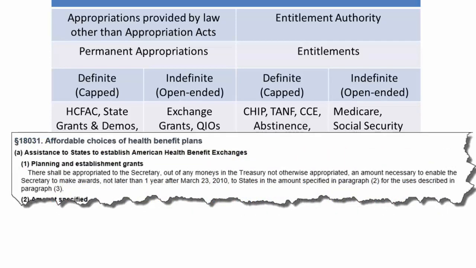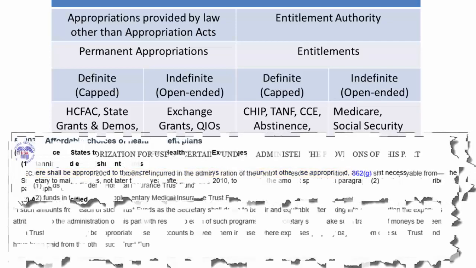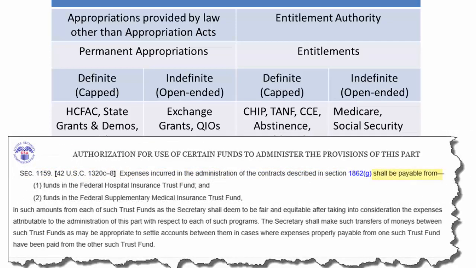The exchange grants appropriation language uses the "there shall be appropriated to the Secretary out of any monies in the Treasury not otherwise appropriated." It's interesting that monies substitutes for funds and is not spelled consistently. Sometimes it's spelled M-O-N-E-Y-S and other times M-O-N-I-E-S. QIO language uses "shall be payable from" and then lists the hospital and supplementary medical insurance trust funds as the source.